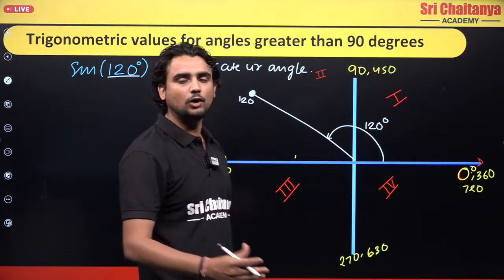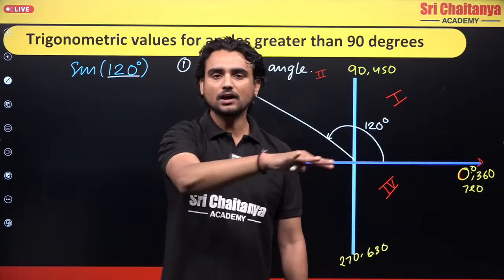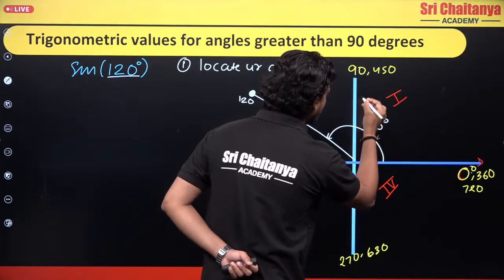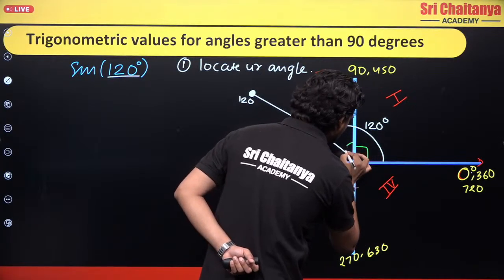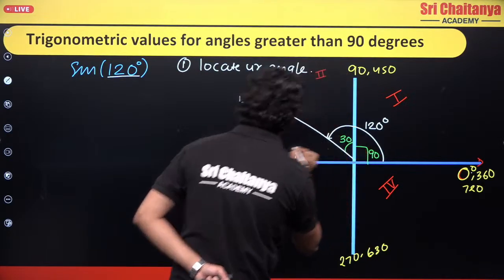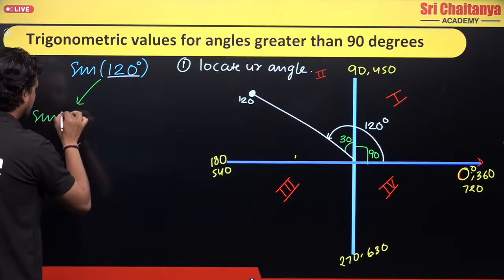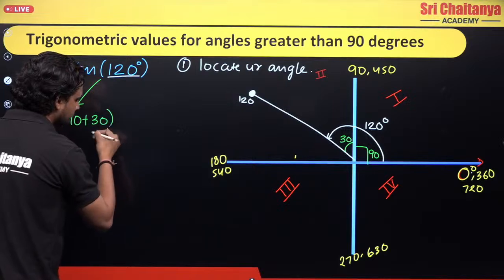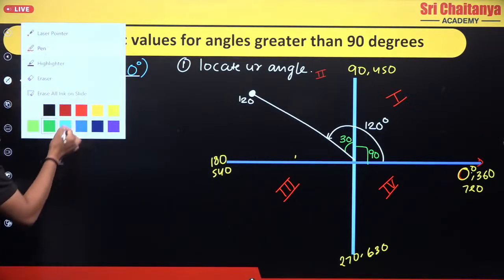Understand? So how many axes do I have? I have two axes. One is the vertical axis and the other is the horizontal axis. Right? So what can I say? This 120, this is how much? This is 90, right? Plus some angle. So 90 plus 30, right? So can I say sine 120 can be written as sine 90 plus 30. Correct? I can write sine 120 as sine 90 plus 30.